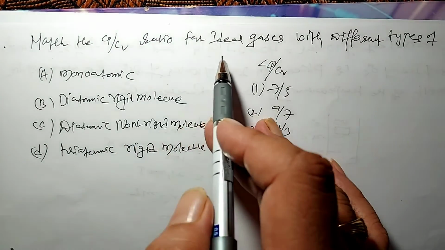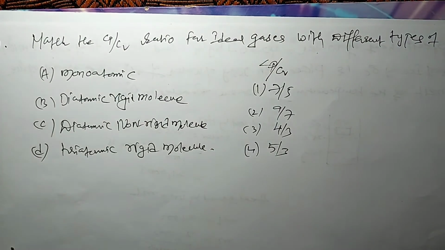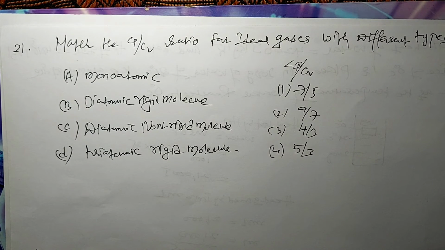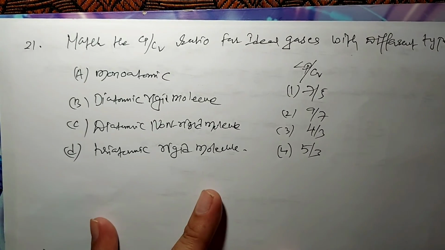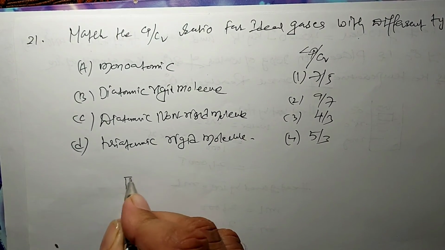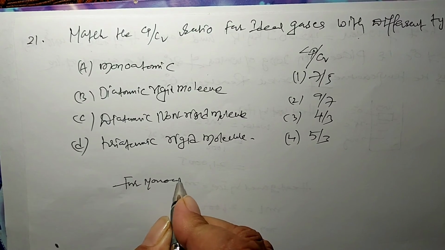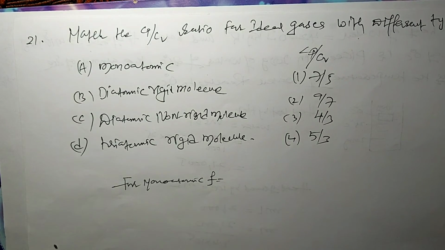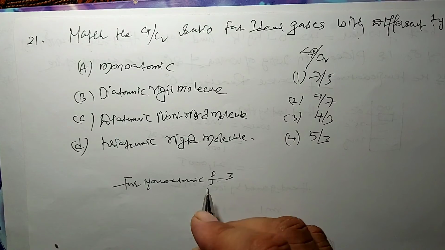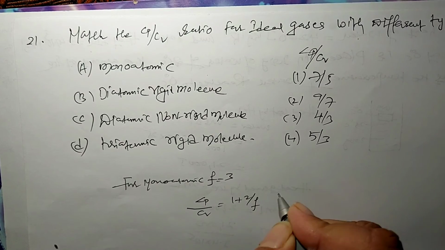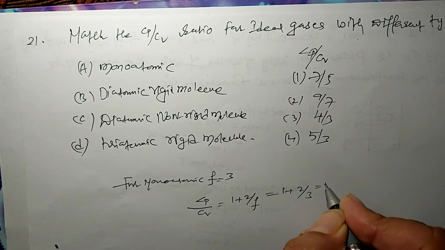Match the Cp by Cv ratio for ideal gases with different types of molecules. So we are going to match that. For example, for monoatomic gas, how many degrees of freedom? For monoatomic, F is equal to 3. So Cp by Cv is equal to 1 plus 2 by F, that is 1 plus 2 by 3, that is equal to 5 by 3.